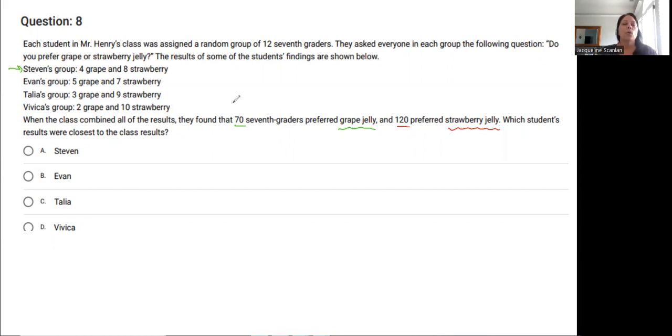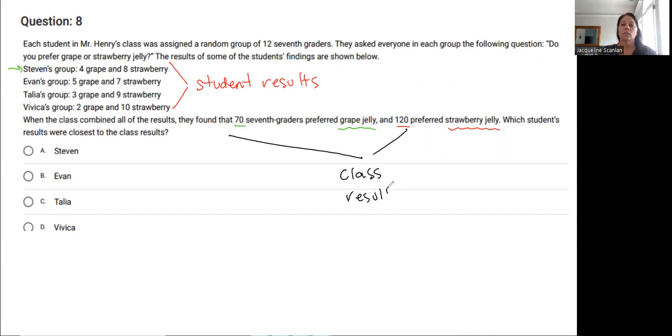So here is what we know. These are what we call the student results. This is what we call the class results. And remember, guys, what we're going to do is we're going to draw some comparisons and predictions. So we're going to start by creating some fractions, okay? So we are going to see which students' predictions or which students' surveys are closest to what the class's survey found out.